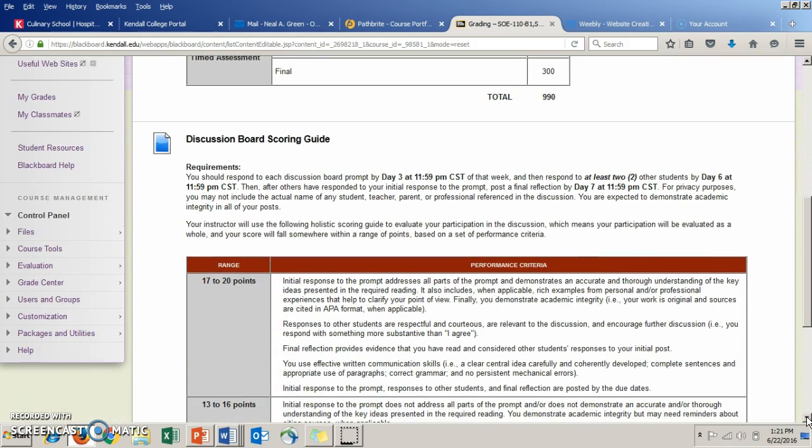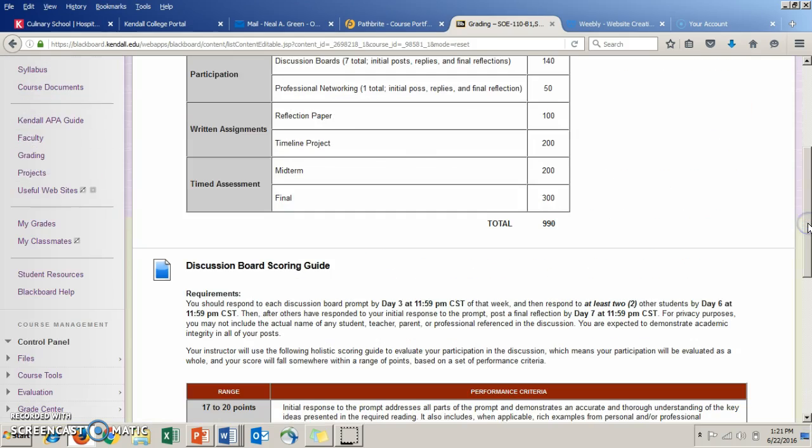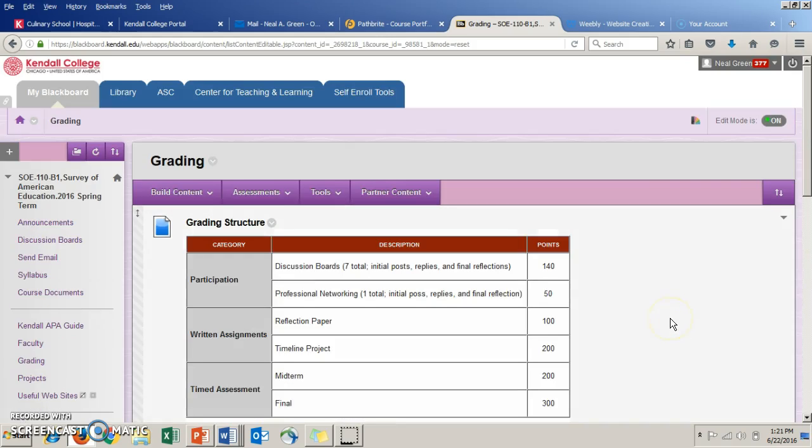I mentioned the discussion board and what we're looking for. This breaks it down even more and gives you some criteria on how to respond to those different discussion boards. Again, all of this you should confirm with your instructor and see what their view is, because it could be slightly different. All right, and then the faculty tab.